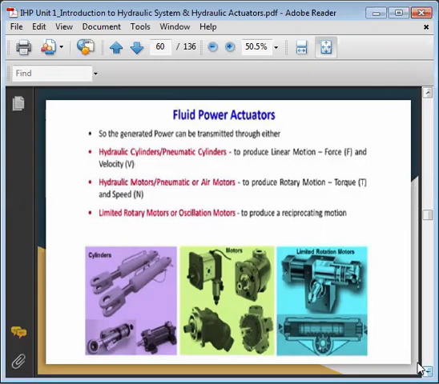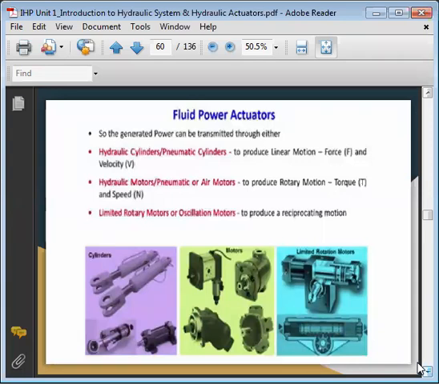Similarly, there is the hydraulic motor or pneumatic or air motor. If the medium is fluid, then hydraulic motor. If the medium is gas or air, then air motor or pneumatic motor. If the actuator is used to produce a rotary motion, then it is called the hydraulic motor or the pneumatic motor or air motor.